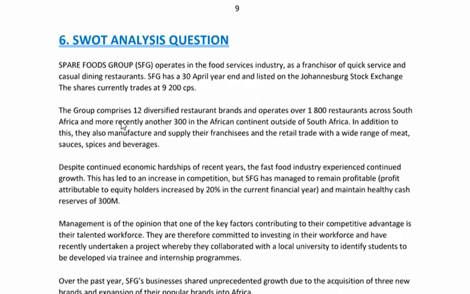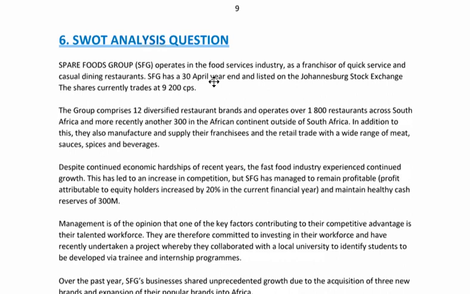So guys, let's have a look. It says Spare Foods Group operates in the food services industry as a franchisor of quick service and casual dining restaurants. SFG has a 30 April year end and is listed on the JSE. The shares are currently trading at R9.20. Now, are there any strengths, weaknesses, opportunities, and threats that you can find inside this set of notes? And that's the question. And there are two that you should be able to pick up from there.